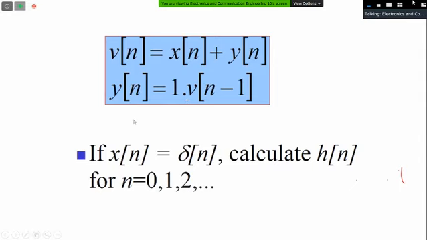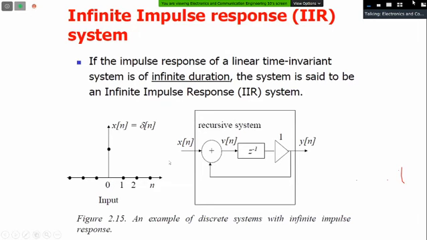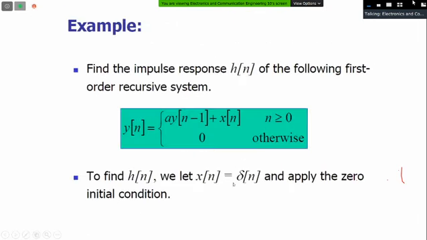Let's take one more system where Yn is equal to A Yn minus 1 plus Xn. Now we have to find Hn. We will have to put an input of Xn equal to delta n, and we will apply the zero initial condition. So if you keep the values, right?